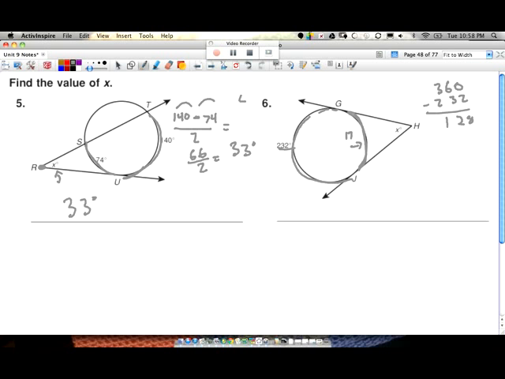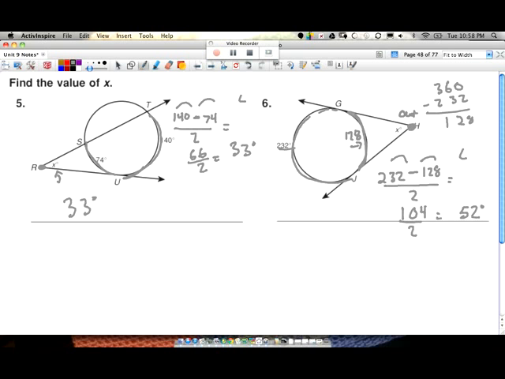Alright, so now I have the arc-angle relationship. Because the intersection is on the outside here, we're going to be subtracting. So that'll be 232 minus 128 divided by 2. Let's see what we come up with. Well, 32 minus 28, that's 4. And then we have 2 minus 1, that's 100. Divide that by 2. And that's going to be 52 degrees. So x equals 52 degrees. Excellent.